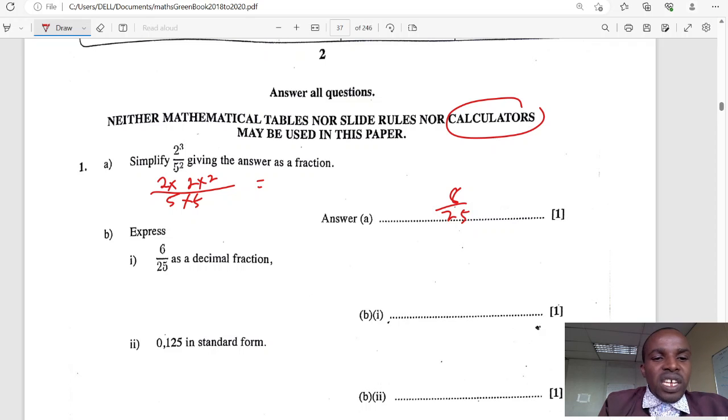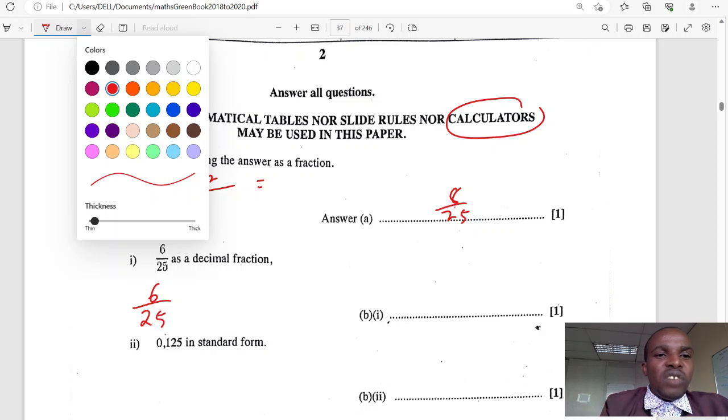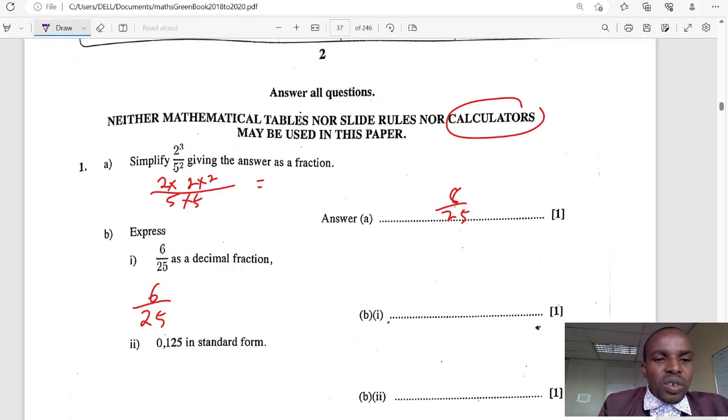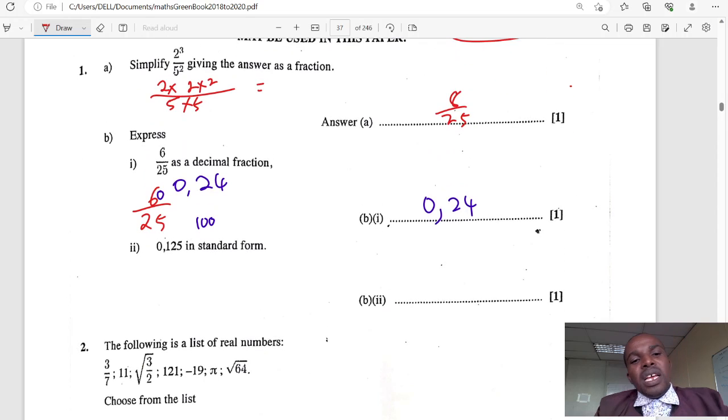6 over 25. So it says 25 into 6. It's 0. Then you put 0. 25 into 60 is 2, remainder 10. 25 into 10 it can't. Then 25 into 100 is 4. So it's 0.24. Done. The next question, item number 2.